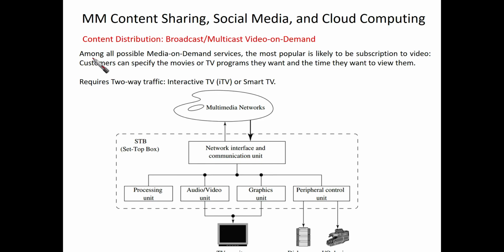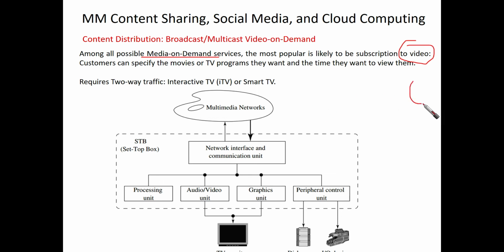Among all of these possible media on demand services, the most popular form is video subscription, right? Maybe you want to watch some very specific TV program or some specific video content at a different time. You choose what time and what content you want. Ultimately, this needs two-way traffic, right? In other words, the user interacts with the server, and the server then gives the content to the user, so two-way interaction.